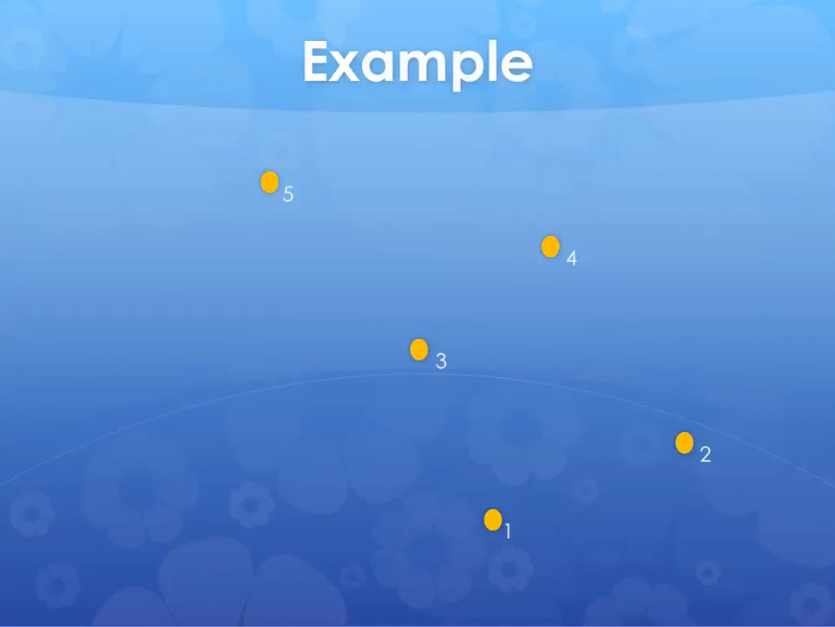So the example here, if I wanted to calculate distance, I would have to add up how far this, from 1 to 2, from 2 to 3, 3 to 4, and 4 to 5. That's the distance I traveled. In order to find displacement, I just need to know how far it is from 1 to 5. So displacement is actually a lot easier to work with.